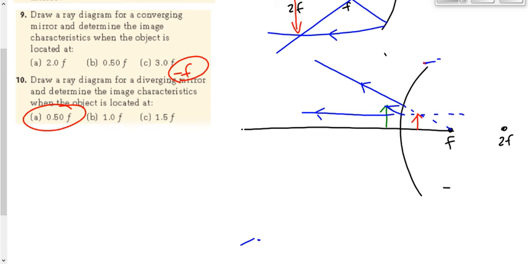Now, the other two of these are going to end up being the same, right? The image might be a little bit smaller, a little bit bigger, but it's still going to be smaller than the object. It's still going to be upright, and is it real or virtual? Virtual. Dotted lines intersect. You want to see this? You can, but you can't project it onto a screen. You've got to look into the mirror to see it. Yep. Good.